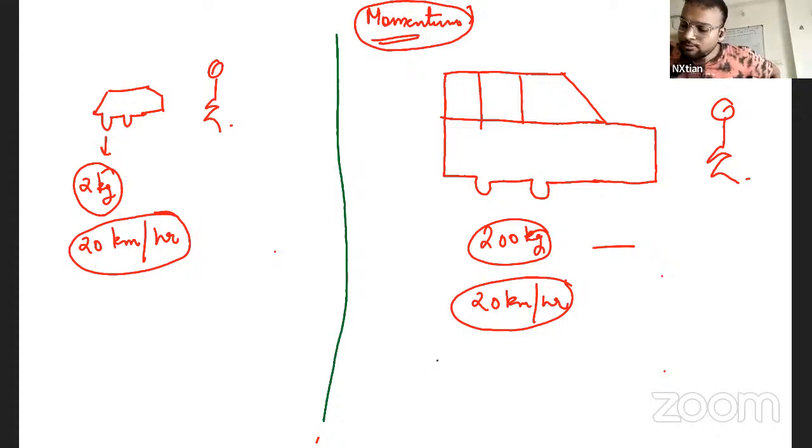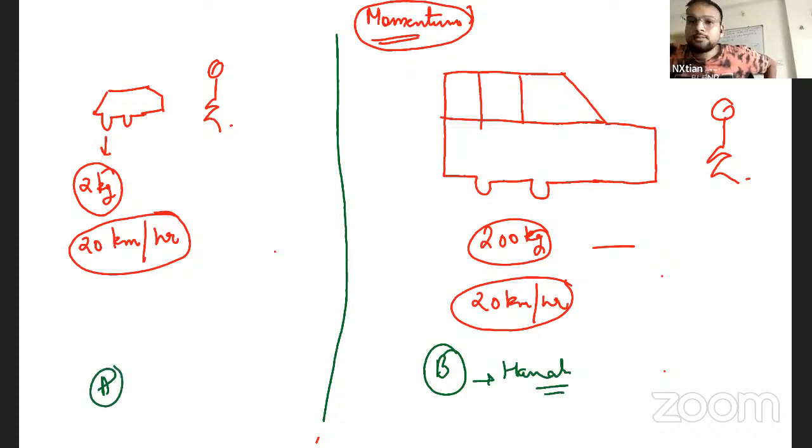So Hannah is saying option B. Anybody else who's saying option A? Joshua? So you're saying in option B, they will have dinner with Jesus. Why? Both have the same velocity. But why are you saying that? The truck has more mass.